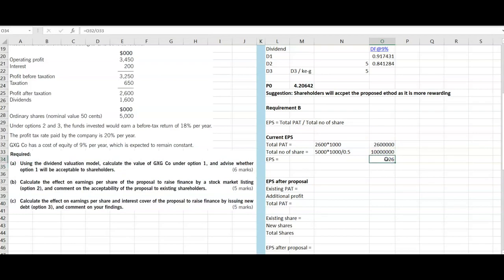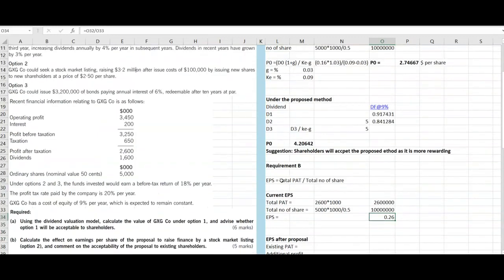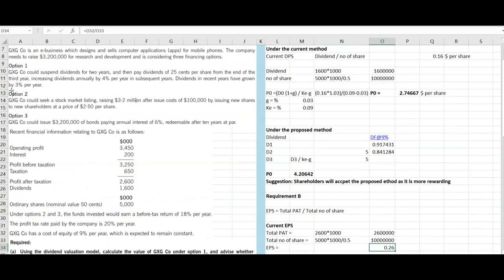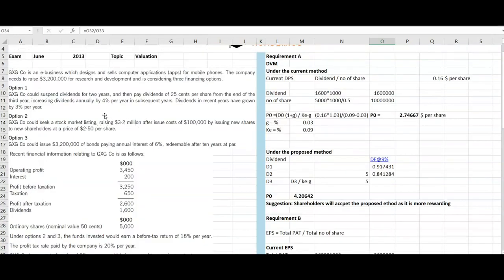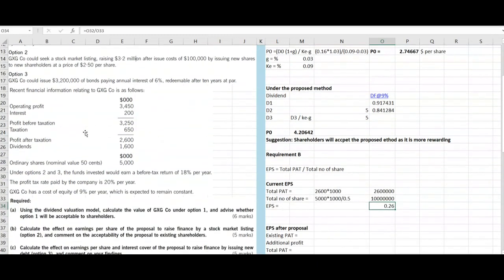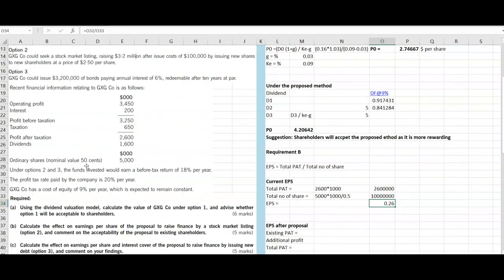Now we'll find out what the proposal is. To know the proposal, we have to look at option 2. GCO could seek a stock market listing, raising 3.2 million after an issue cost of 1 lakh, by issuing new shares to new shareholders at a price of 2.5. We have to find out how much the company is going to raise. The company is going to raise 3.2 million plus the issue cost also, and each share is going to be worth 2.5.